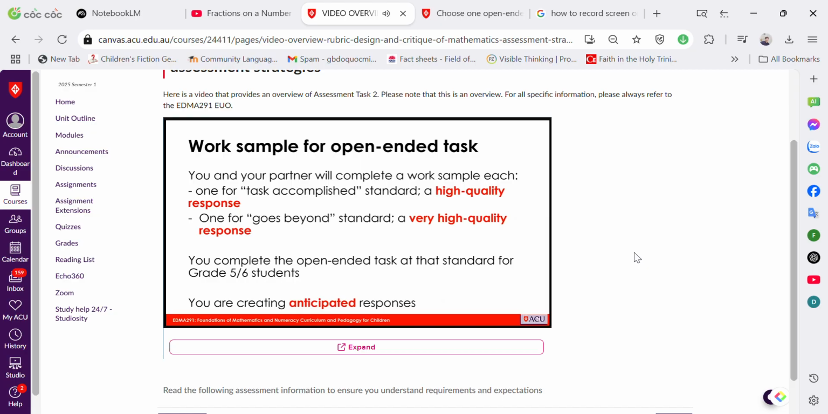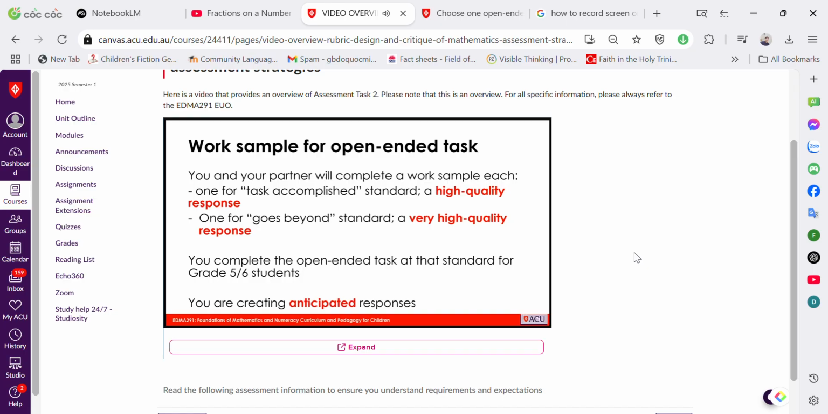So what you could do with that is actually go and explore the idea of maybe looking at the curriculum to get an indication of what the expectations are with that. In this open-ended task, when you're creating your response or your work sample, you're anticipating the responses of a child who is working at the standard of grade 5-6 and someone who's working beyond that in terms of the task.